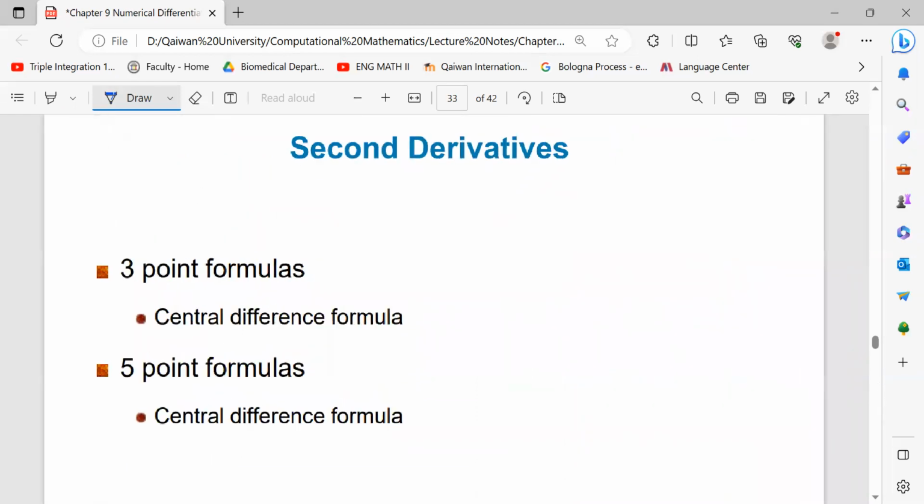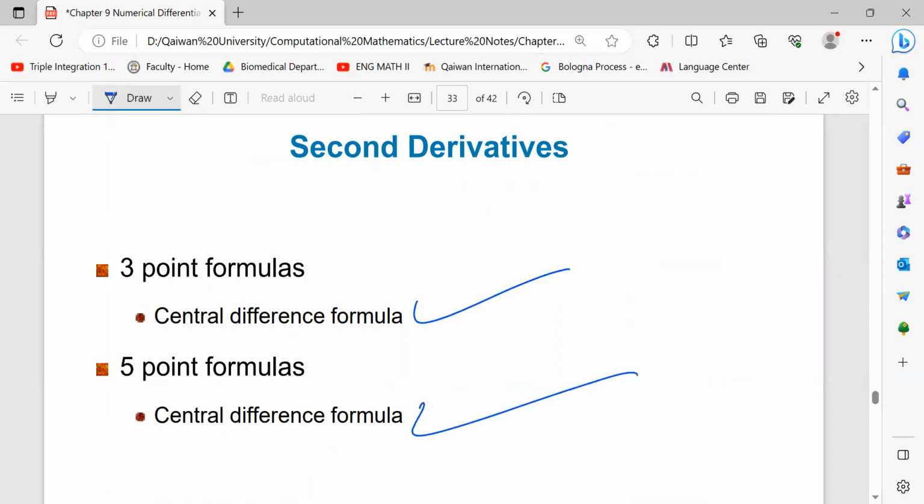We now have second derivatives. We have 3-point formula and 5-point formula. We only have two types of points here, 3-point and 5-point. For 3-point, you have central. And for 5-point, we also have central. We just have central for the 5-point formula. We have no forward and backward for second derivative, sorry. For second derivatives, we just have central. We have no forward and backward. And we also have only 3 points and 5 points.